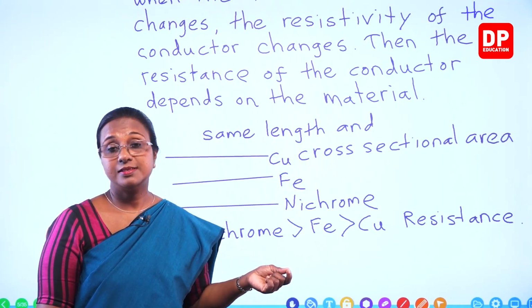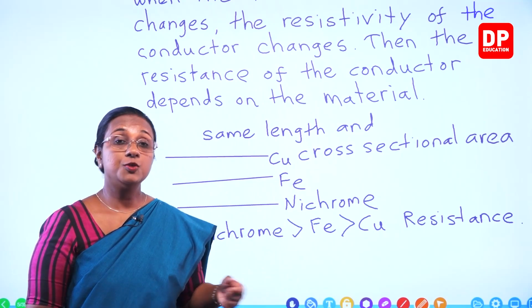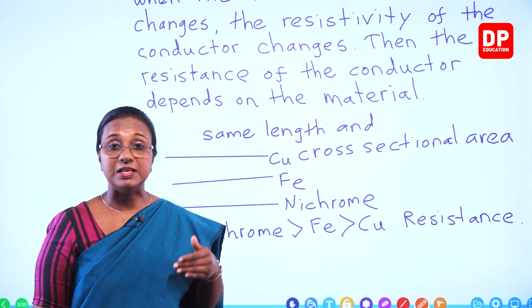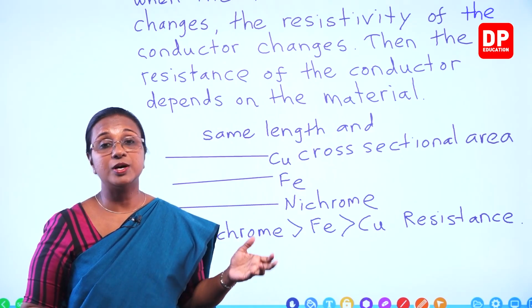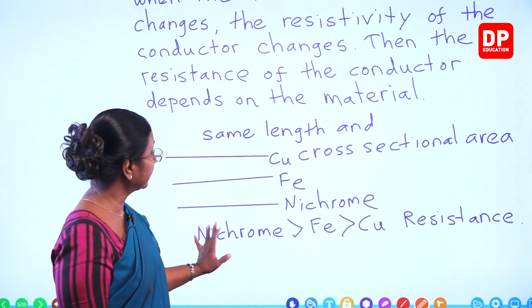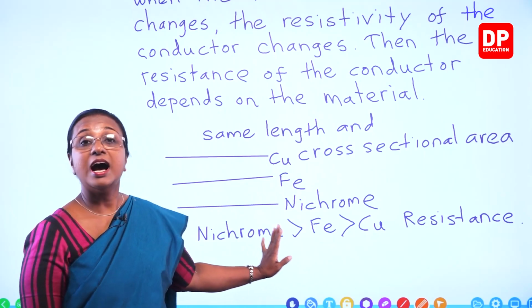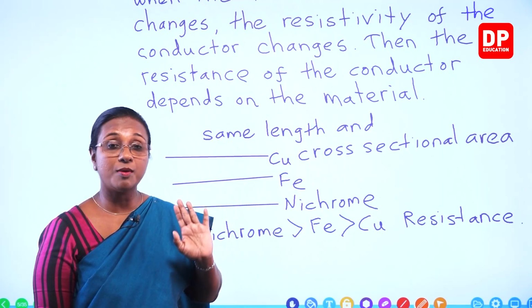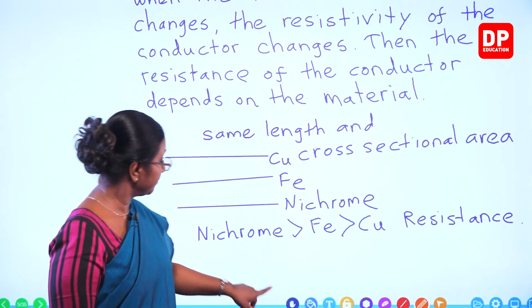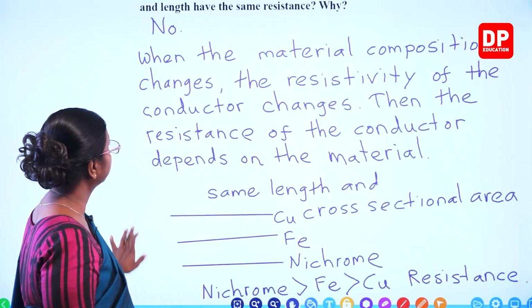Why? Because the resistance of nichrome is high, so the amount of current flow will be less. So therefore, the brightness of the bulb also was less. So that is the activity. This is for you all to recall what we have learned in the lesson before and from the activity. But the answer for the question is up to here.